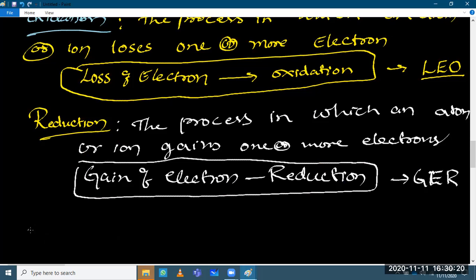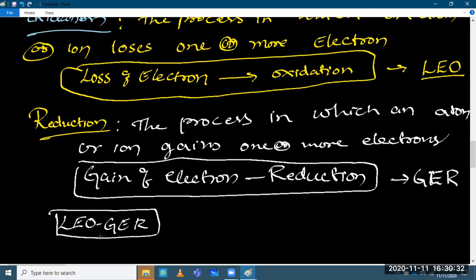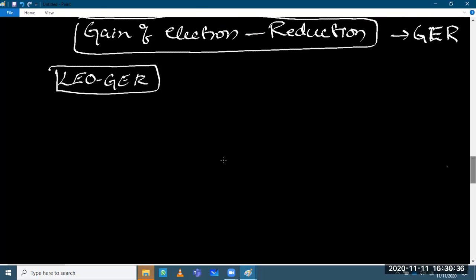So together I would like to write that both oxidation and reduction take place. A simple word I can use here is LEOGER. LEO GER is nothing but loss of electron oxidation, gain of electron reduction. So let us study some examples now, how to identify the reduction reactions and oxidation reactions based on the electron concept theory.